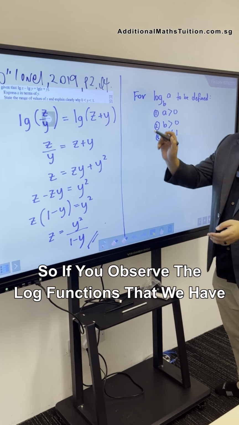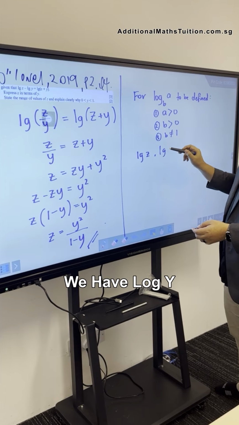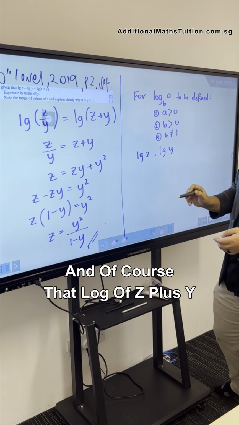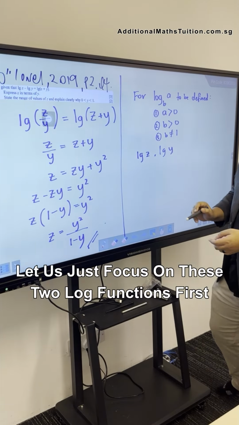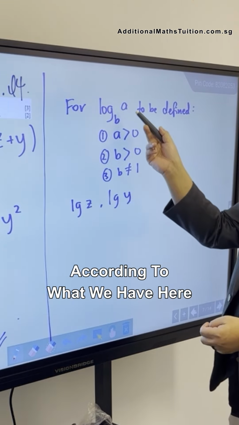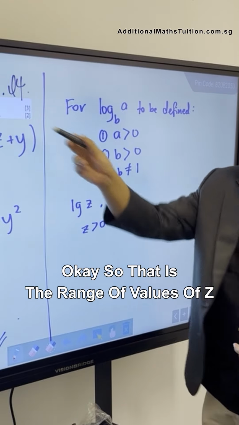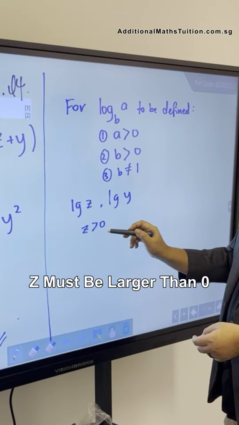So if you observe, the log functions that we have are log z, we have log y, and of course log of z plus y. Let's just focus on these two log functions first. For log z to be defined, this means that z, according to what we have here, must be more than 0. So that's the range of values of z. z must be larger than 0.